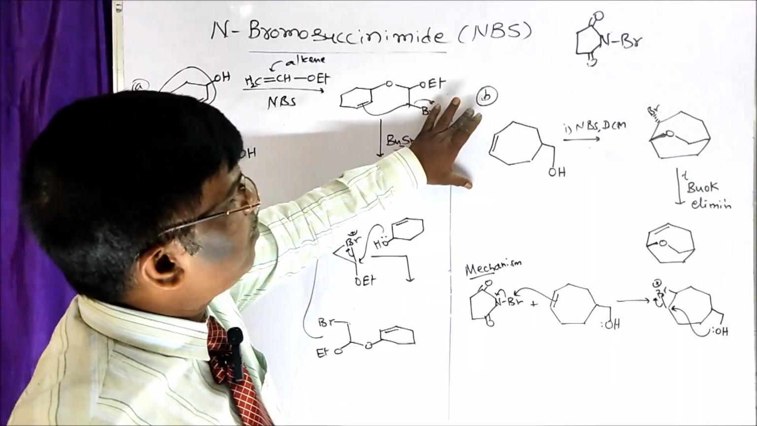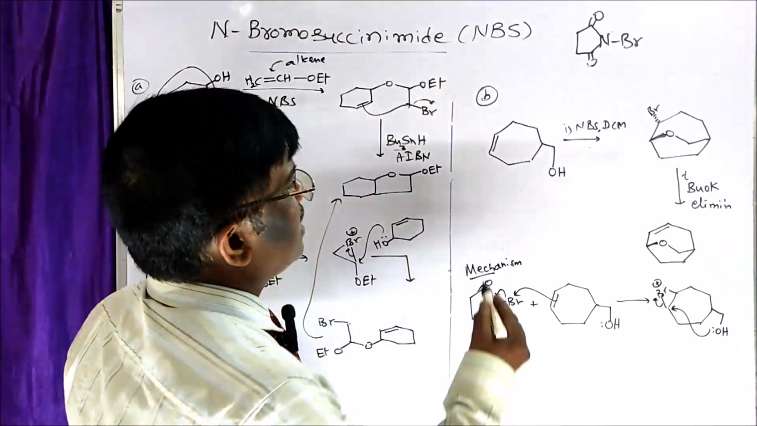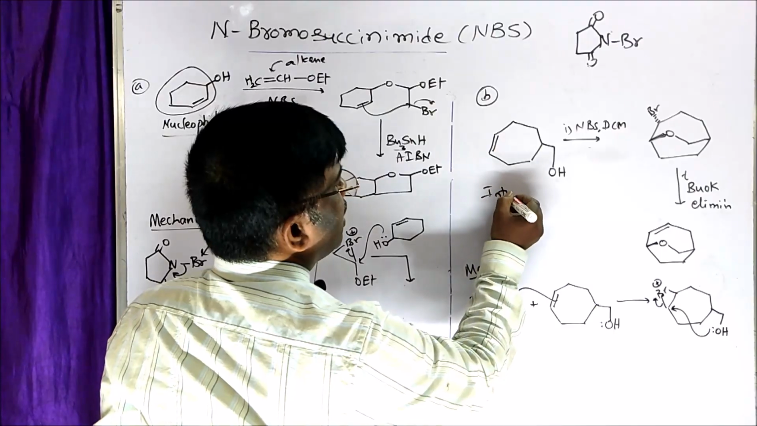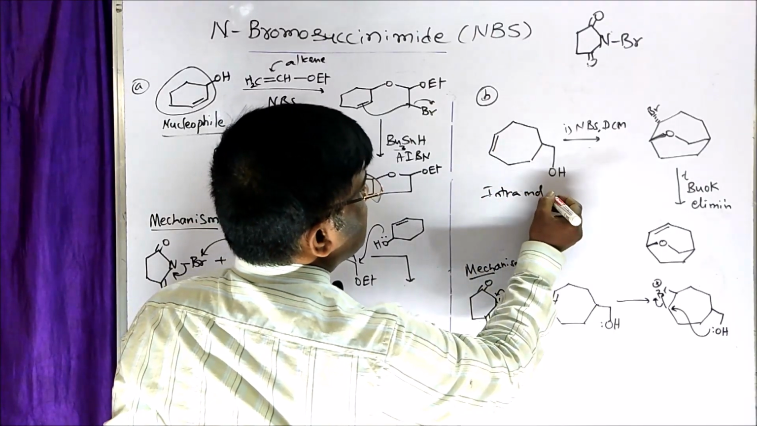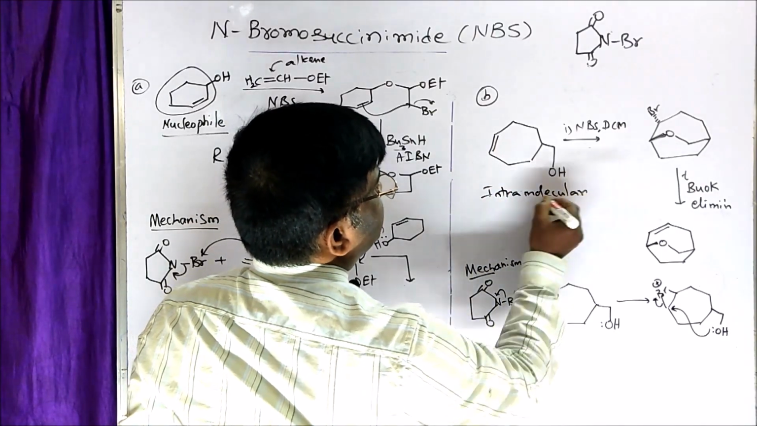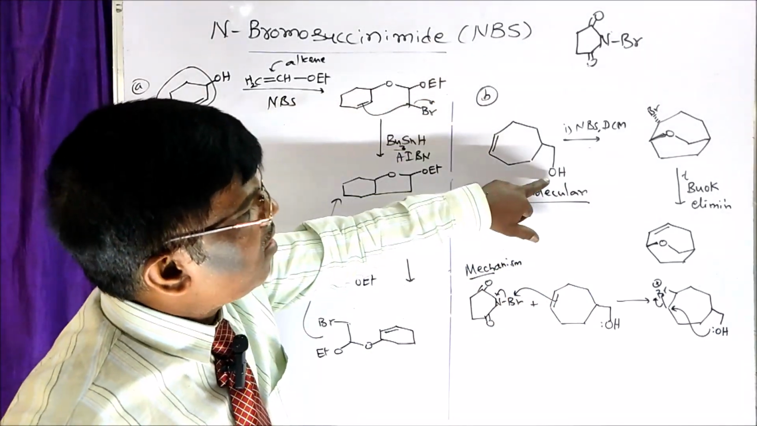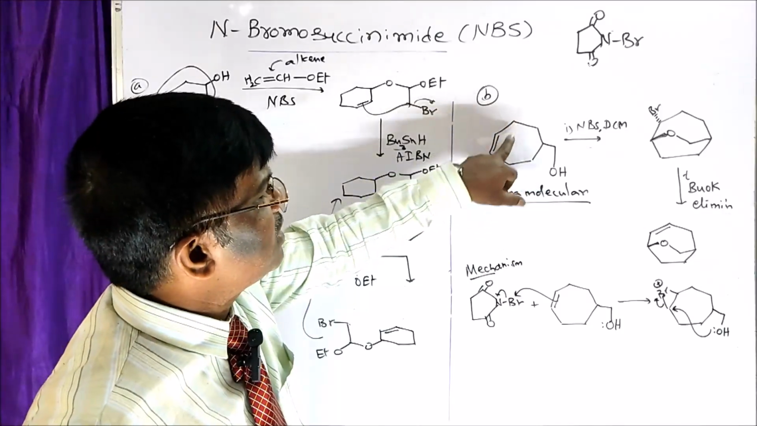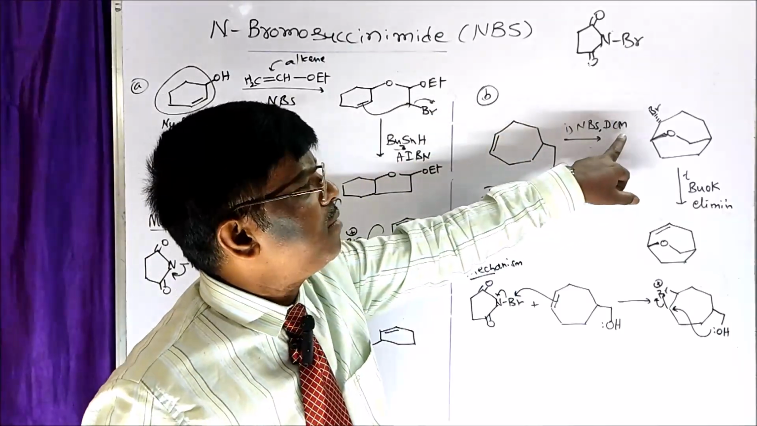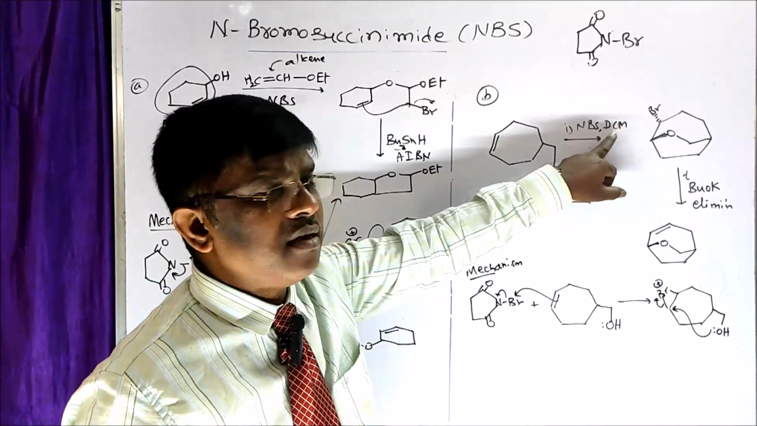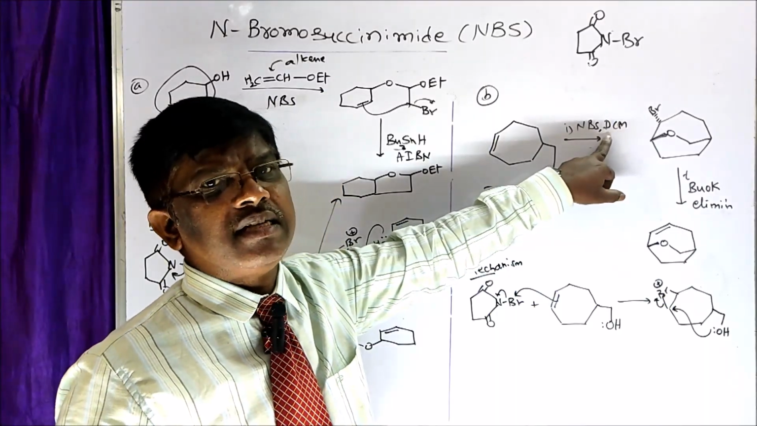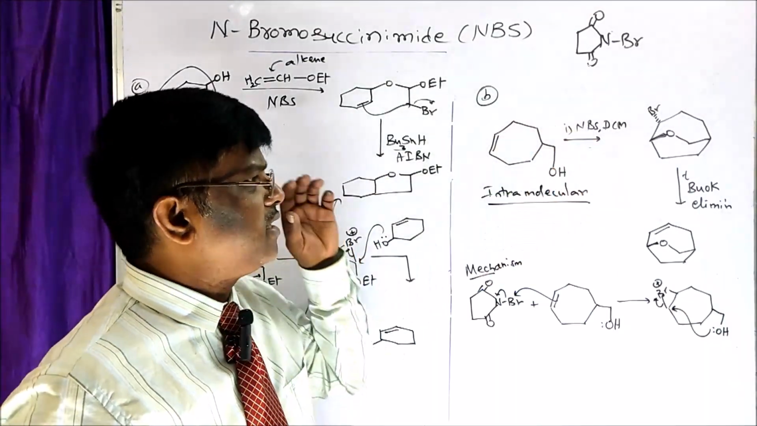Let us take another example. This is very, very important, students. Intramolecular cyclization is taking place. What is there in this reaction? So the alkene is here and the alcohol is here. So allyl positions also are here. N-Bromosuccinimide and dichloromethane. DCM is nothing but dichloromethane, a solvent for N-Bromosuccinimide reactions.